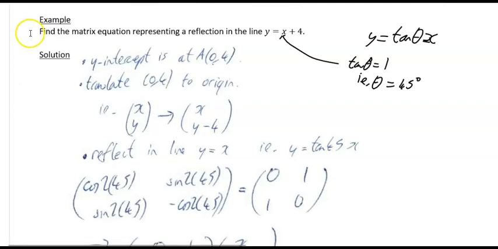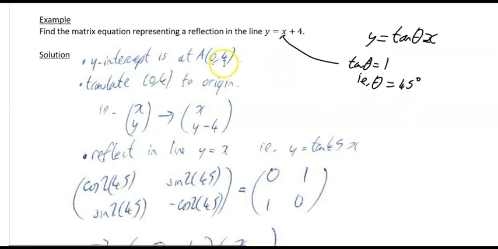Okay, this example says find a matrix equation representing a reflection in line y equals x plus 4. Now we don't know how to reflect in the line y equals x plus 4, so the first thing I'm going to sort out is getting it into the form that we want. So we want y equals tan theta x. So tan theta is a gradient. Here the gradient is 1, so tan theta equals 1, i.e. theta is equal to 45 degrees.